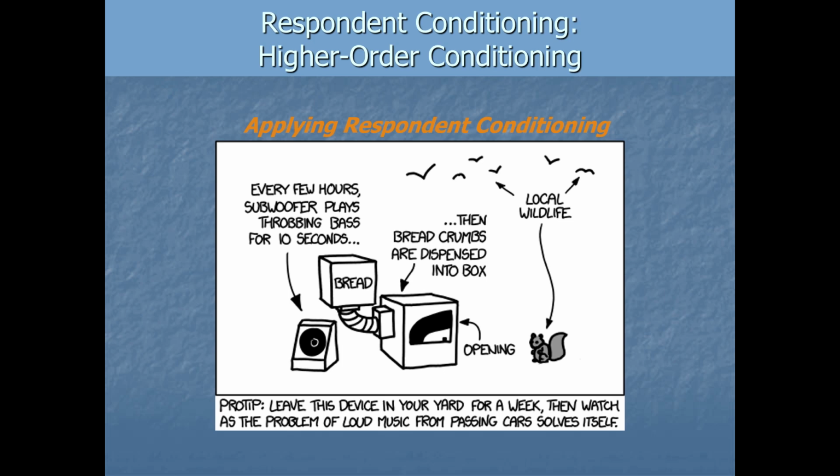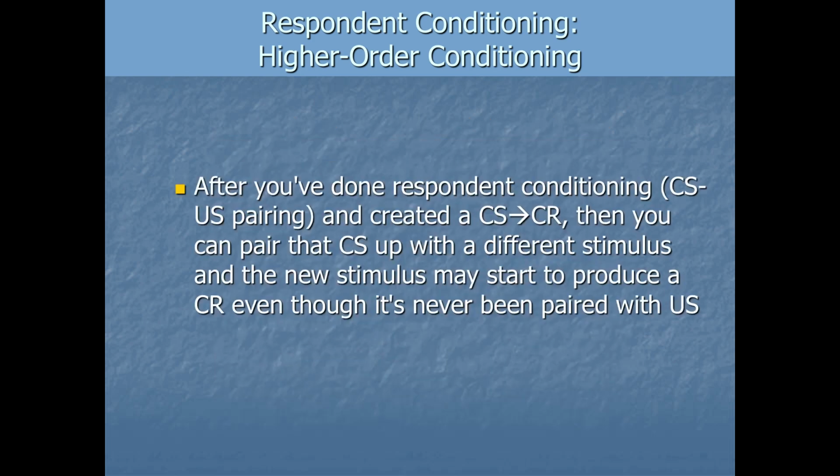So let's add one layer of complexity here so you can see at least kind of how we would deal with that situation, even though we won't go too deep down this particular rabbit hole. After you've done respondent conditioning, the CS-US pairing, and you've created a CS that elicits a conditioned response, you can go a step further and pair that CS up with a different neutral stimulus. Often the new stimulus may start to produce a CR, its own conditioned response, even though it's never actually been paired with the US.